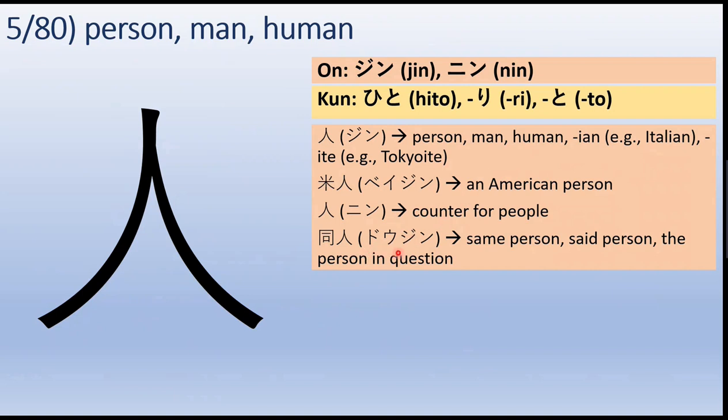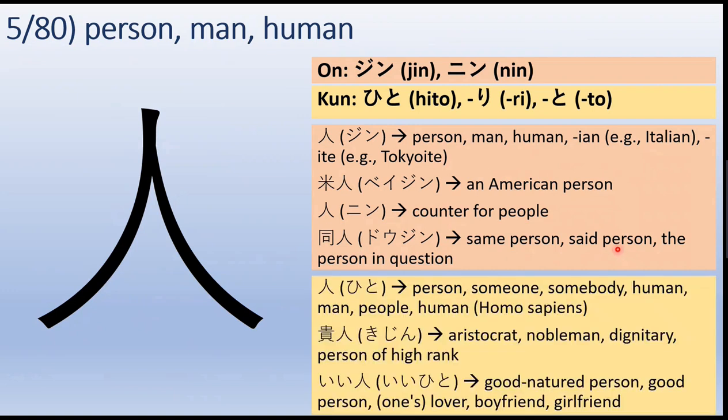Then we have Dojin. Dojin means the same person, the said person, or the person in question. In Kun'yomi, we have Hito. Hito means person, someone, somebody, human, man, people, human, or Homo sapiens. Then we have Kijin, which means aristocrat, nobleman, dignitary, or someone of high rank. We have Hito, which means a good natured person, a good person, one's lover, that is a boyfriend or a girlfriend. This is a radical in itself, and this is the stroke order.